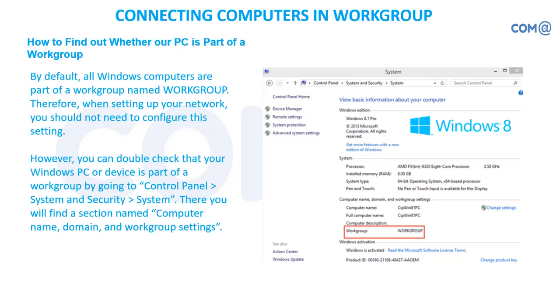So here it is mentioned as a workgroup. The name of the workgroup itself is WORKGROUP only. I can have any other names, so it is not a problem. I can change the name. There's a Change settings option available. I can just click on it, and I can go and change the workgroup name.